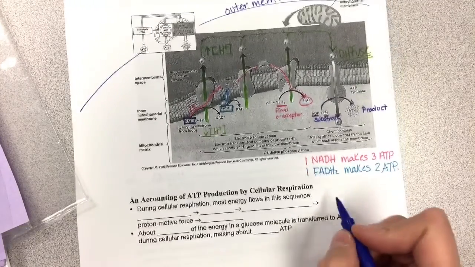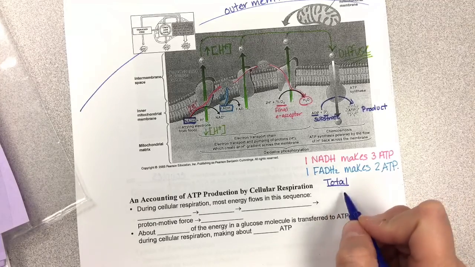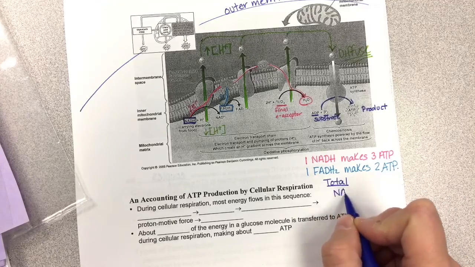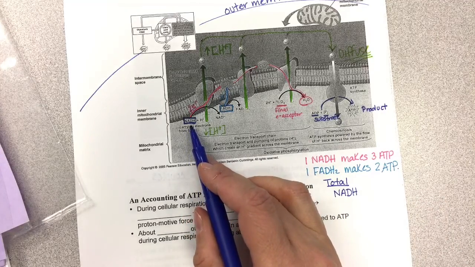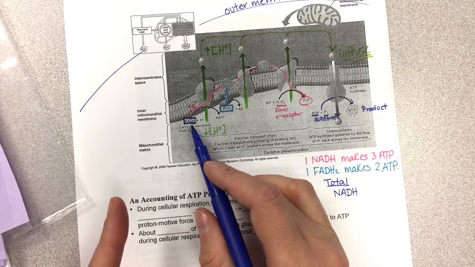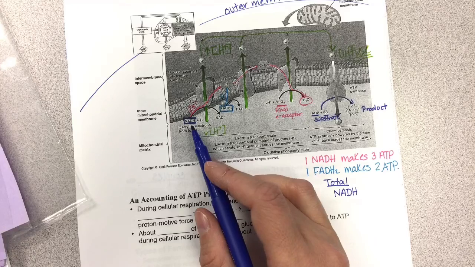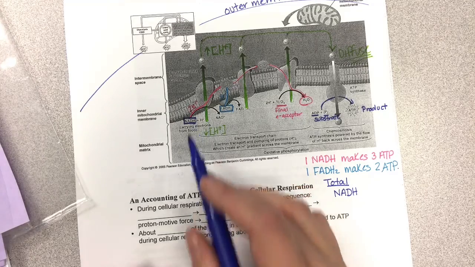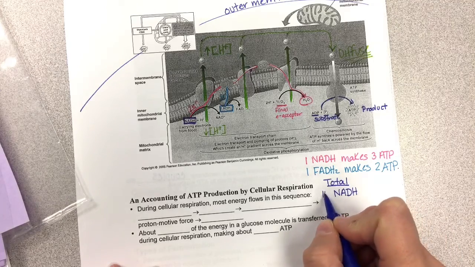All right, so we can put here your total. How many NADHs are coming from the previous steps? Go back and look, or can you remember how many NADHs from glycolysis, link, and Krebs cycle or citric acid cycle? So pause this if you can do that. All right, if you paused it, you should have come up with 10.